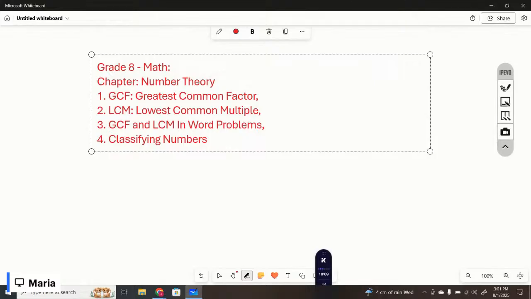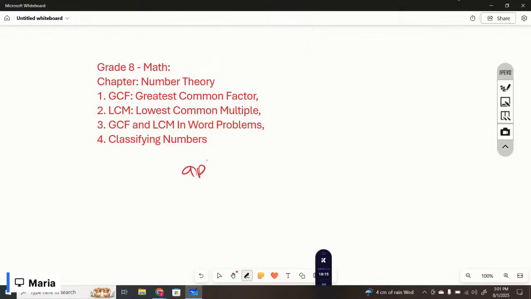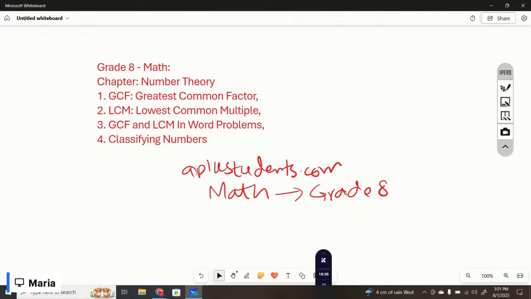You can find all the lessons on aplusstudents.com. You have to log in there using your email address, and the password is provided by the administrator. Then you have to select math from the subject tab. Scroll down to grade 8 math and then click on view all lessons. There you can find a list of the chapters.